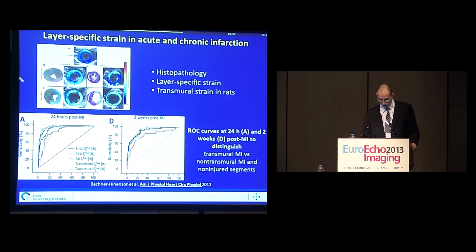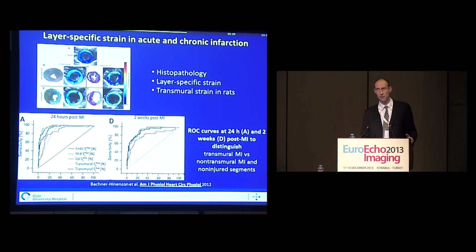When we look at the ROC curve analysis, which was set to identify rats with transmural infarction, we can see that at 24 hours, endo and mid-myocardial strain was significantly better, the blue and the green lines, than transmural strain, the black lines, to identify transmural infarction. However, after 2 weeks, this difference has disappeared.